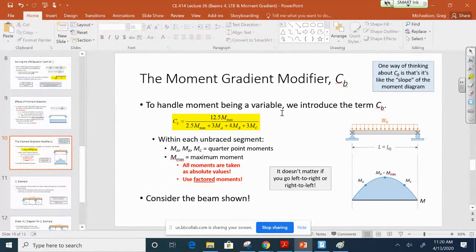A couple of points to keep in mind: all the moments are taken as absolute values. So it's possible you're going to have a segment that has positive moments and negative moments. In fact, we're going to see that in our example in class. So take all the moments as absolute values and use factored moments. So for instance, considering this beam, I have a beam, it's simply supported. I have bracing only at the ends. So for this case, L does equal L_b because it's only braced at the ends. If I put a brace in the middle, then L_b would be half of L, if that makes any sense.